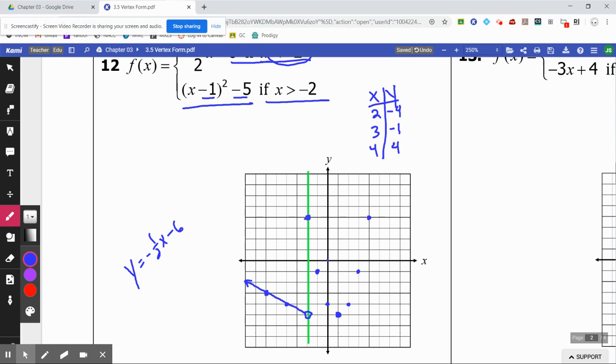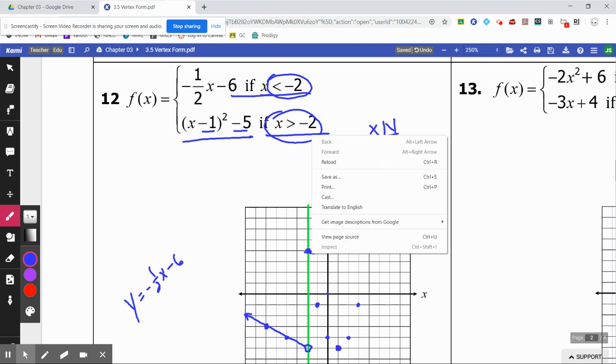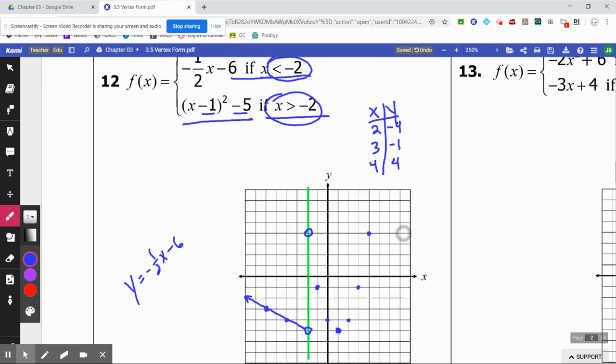And I am going to do a solid circle. Well, am I going to do a solid circle? Notice that this one also does not include. So let me erase that. And let's do an open circle there. So my parabola looks like that.